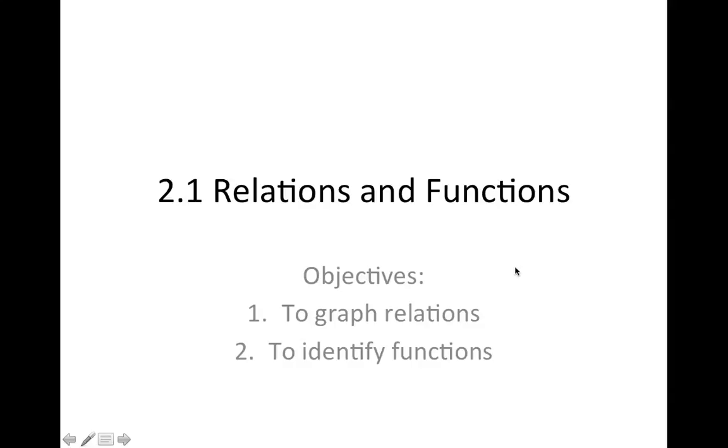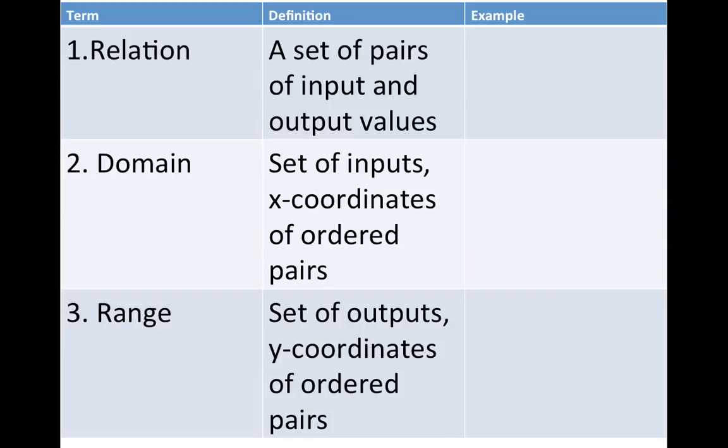This is the first section of 2.1, Relations and Functions, and at the end of this section you should be able to graph and identify relations and functions. You should be writing these vocab terms on your Chapter 1 vocab sheet already passed out to you in class.